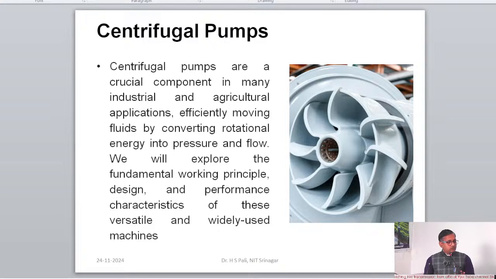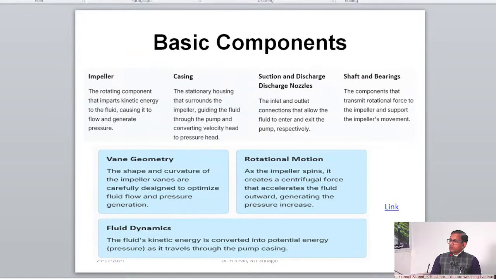Submersible pumps are growing in use, but if we look at the total pump technology, most pumps are centrifugal pumps. In our houses there is partially the submersible pump, but in most applications we use the simple centrifugal pump. The basic components are the impeller, which is the important part, the casing, the suction and discharge with the nozzle, and the shaft and bearing. These are the important components of the centrifugal pump.